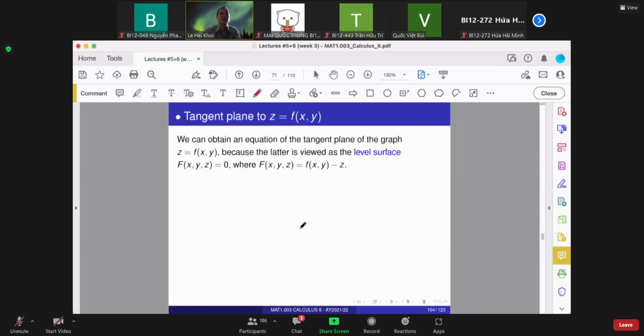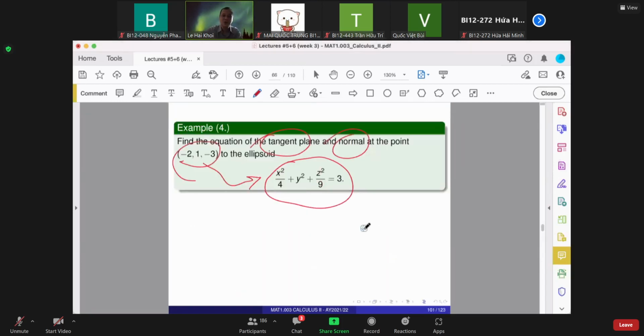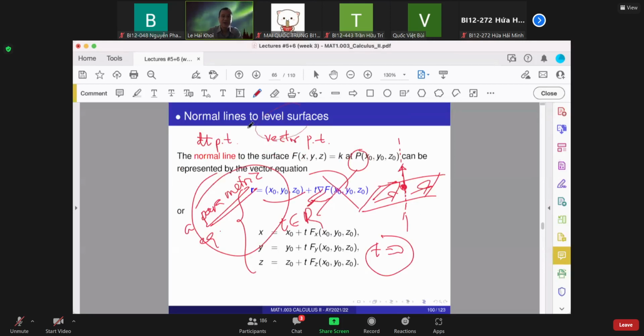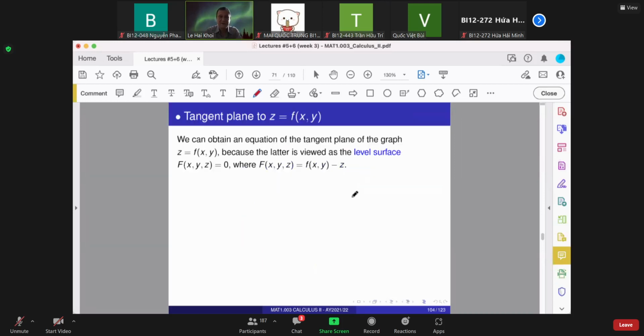Okay, so now here we talk about the tangent plane to the level surface, right? But now you apply this to the graph. Here, you know that when you have f(x,y), a function of two variables, then the equation z equals f(x,y) forms the graph, right? The graph of a function of two variables. So the function of two variables is in R2, but the graph is in R3.